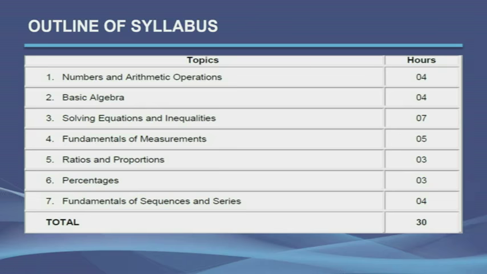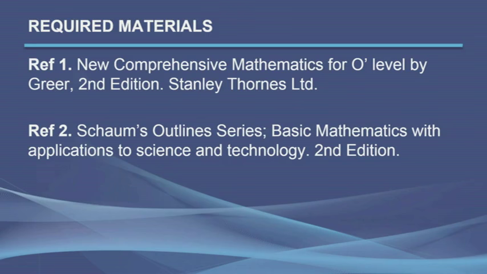Before going to the revision, I would like to give you an outline of the syllabus. First one, numbers and arithmetic operations. Second one, basic algebra. Third one, solving equations and inequalities. Fourth one, fundamentals of measurement, ratios and proportions. Sixth one, percentages. Finally, fundamentals of sequences and series. These are the required materials that you can find relevant to the course. Reference 1 and 2 is given in the slides.